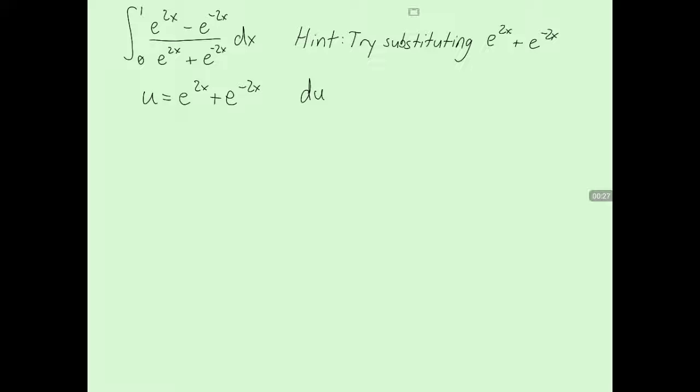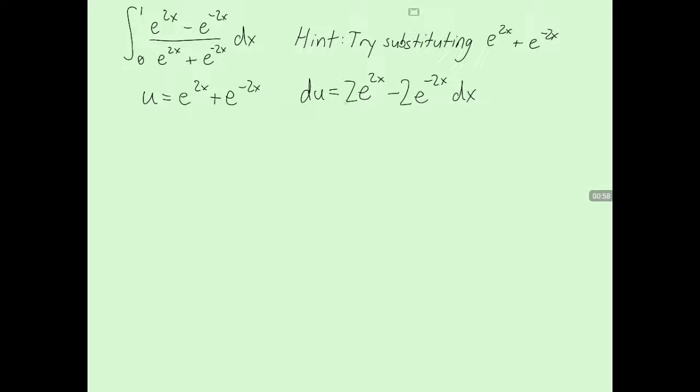So in this case, du would just be the derivative of this. So e to the 2x, the derivative of that is just e to the 2x, and the 2 comes down because of chain rule. And same thing for this, except it's a negative 2. So we get minus 2e to the negative 2x dx.